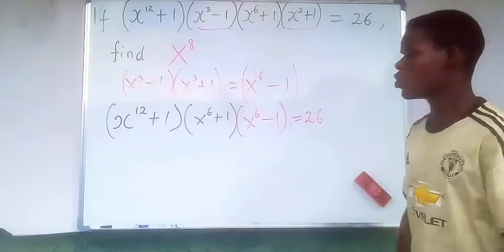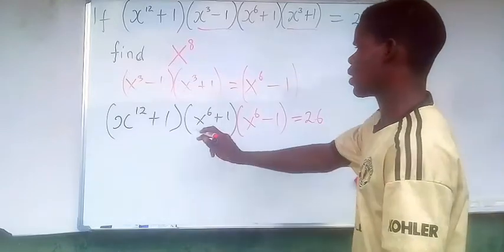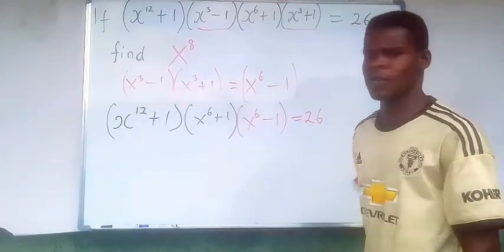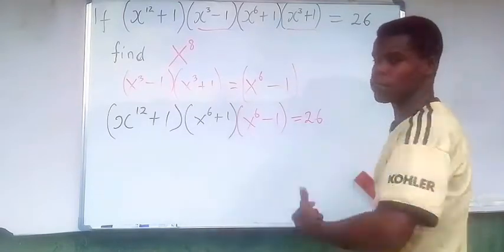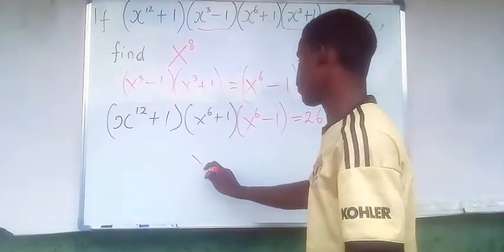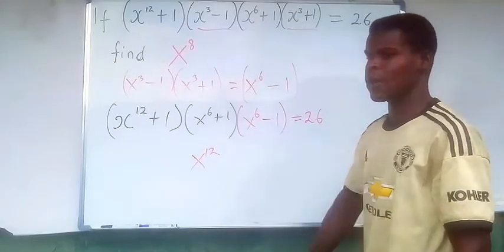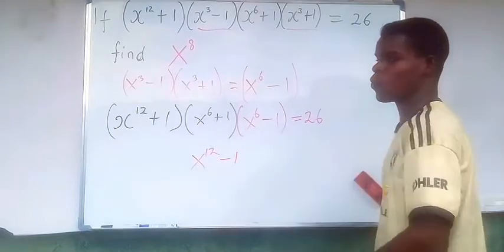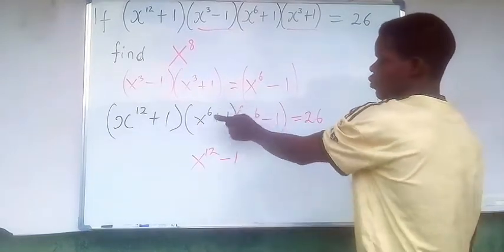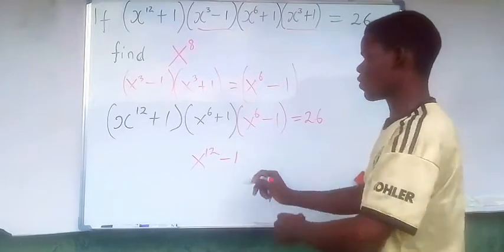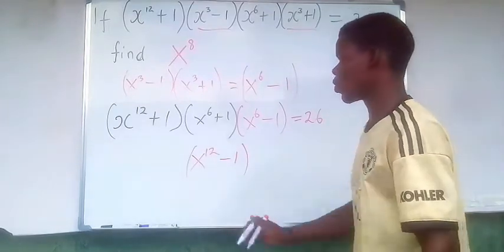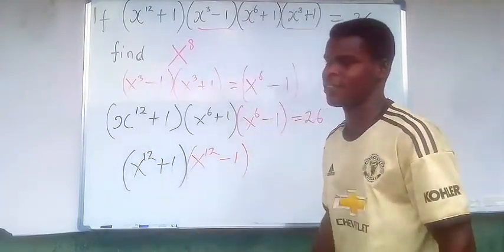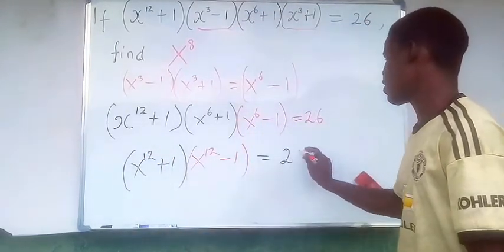Okay, so we continue by saying that the product of all this is equal to 26. And you also observe something here. x to the 6 times x to the 6 is just what? x to the power 12. Now, 1 times negative 1 is just negative 1. Others will cancel. x to the 6 times negative 1 plus x to the 6 times 1 evaluates to 0. So we just leave it this way. Okay, so we multiply with this one right here. x to the 12 plus 1 equal to 26.